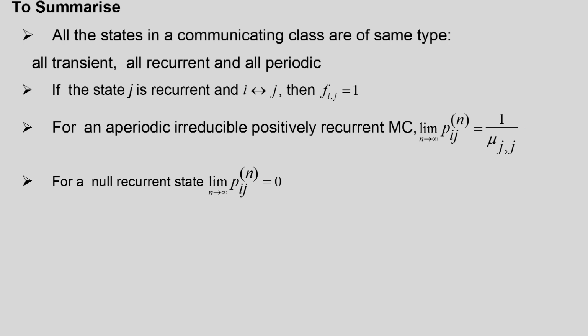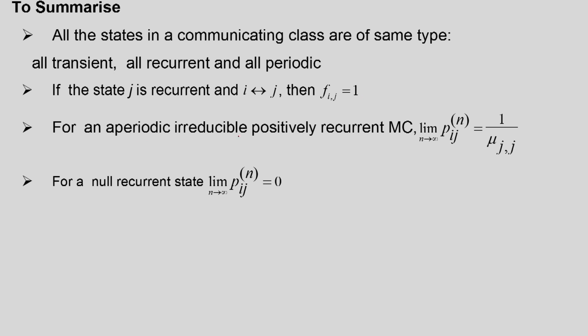Now, let us summarize the class. We derived that all the states in a communication class are of the same type, that means all transient, all recurrent and all periodic. Then also we showed that if state j is recurrent and i communicates with j, then F_ij, which is the probability that starting with state i, it will reach state j eventually, is equal to 1, that we established.